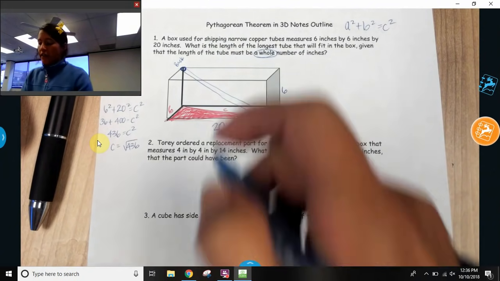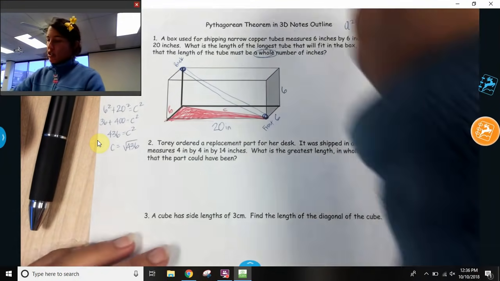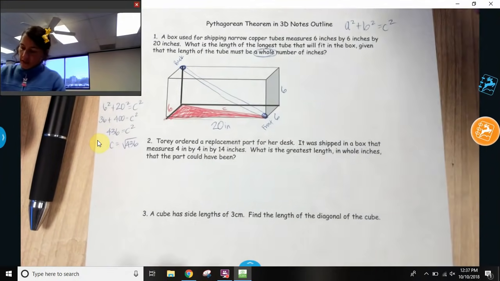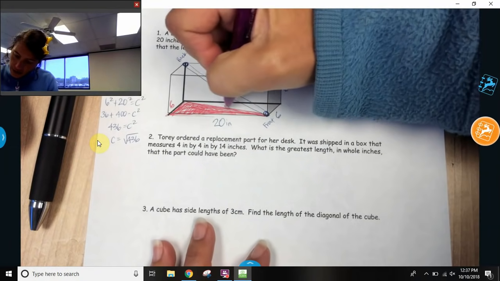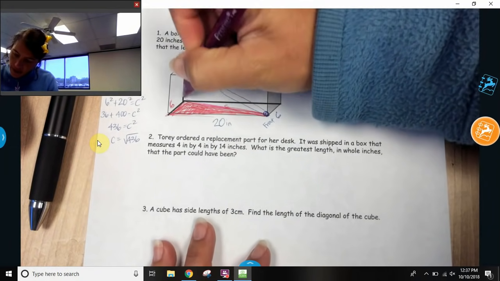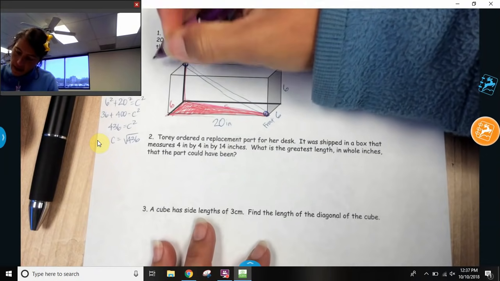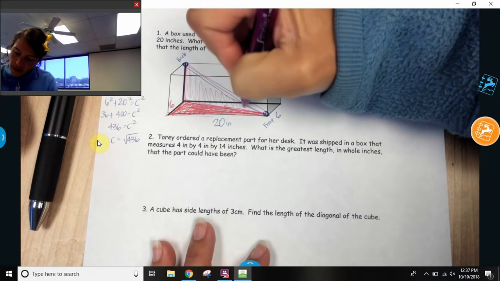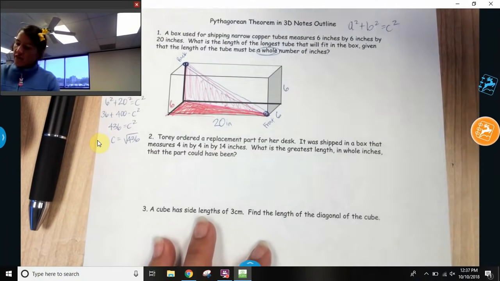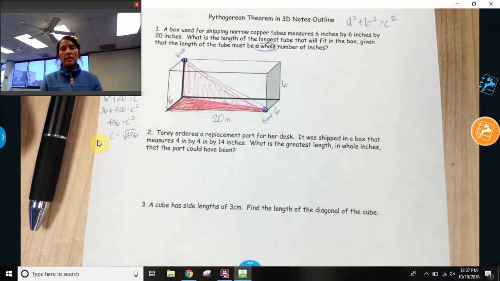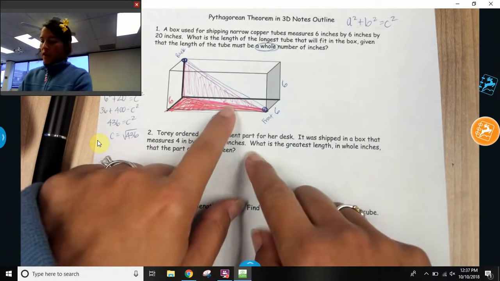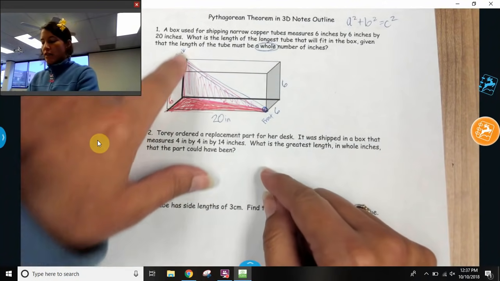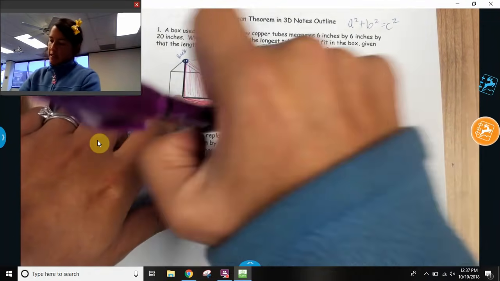Now, once I find C, I'm going to use my pink. Once I find C, I can use C and this leg to make that triangle, so I'm going to color that in pink. I've kind of made a slice of the box. If you were to slice the box, that would be the triangle. I know that C is a leg, and this is 6 again.